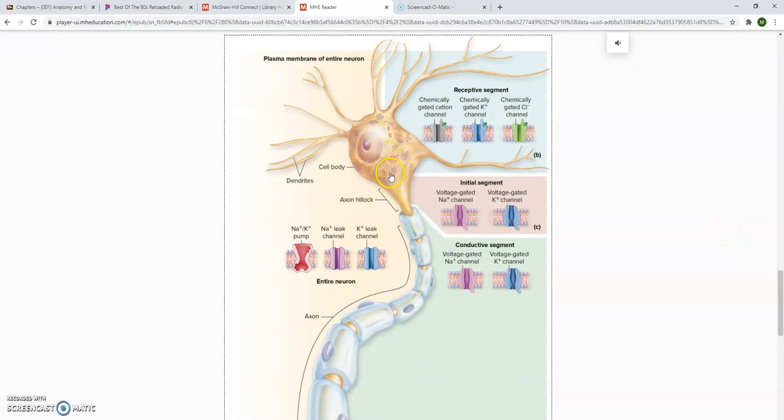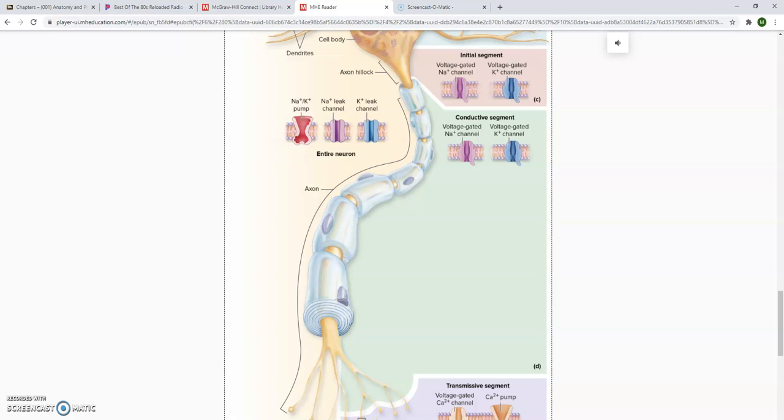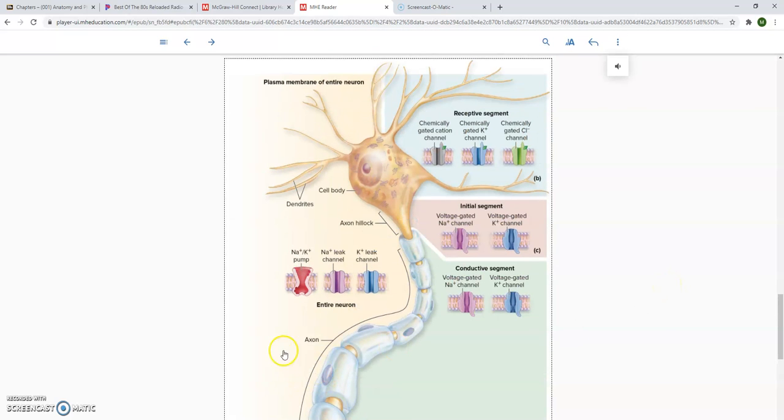So we'll just start with the entire neuron: dendrite, cell body, and axon, all the way down to the axon terminals. There are pumps and channels that you will find everywhere along the neuron. You will see sodium-potassium pumps along dendrites, along cell body, along the entire axon, all the way down to the axon terminals. So you should know that those are located everywhere along a neuron.